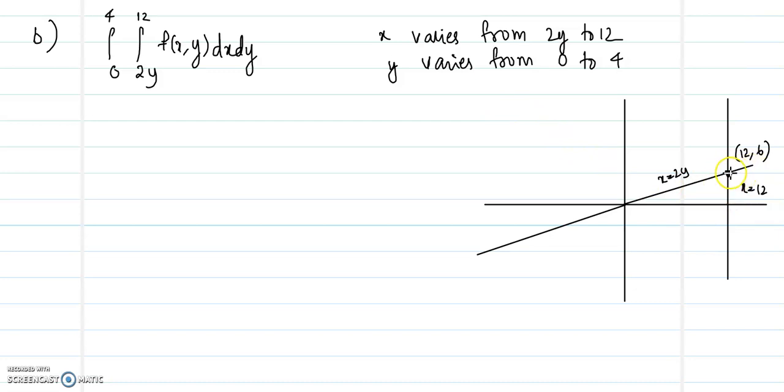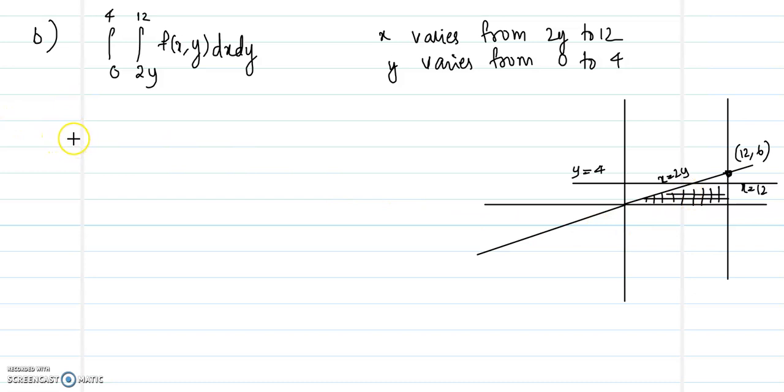So when we reach here, the y value will be 6. But in the region given to us, the value of y goes only up to 4. So let us draw that line also. This will be the line y equal to 4. So this is the required region. Looking in the x direction, x varies from 2y to 12 and y is varying from 0 to 4. So this is the required region of integration.